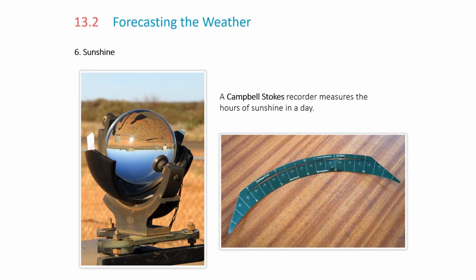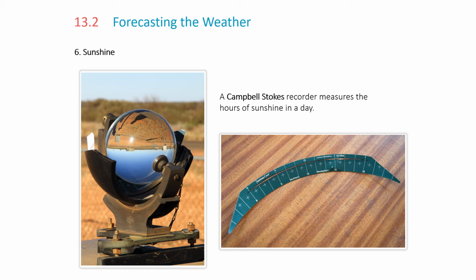Lastly, we are going to look at sunshine. And a Campbell-Stokes recorder measures the hours of sunshine in a day. And how this works, so we see the solid glass ball, and that ball concentrates the sun's rays onto a removable strip of card which is placed behind the ball.